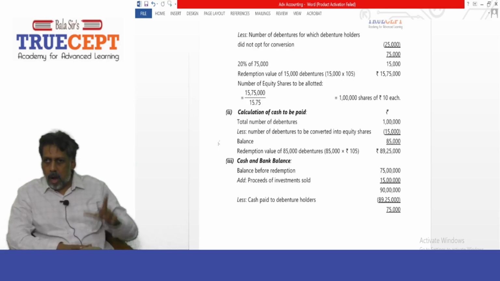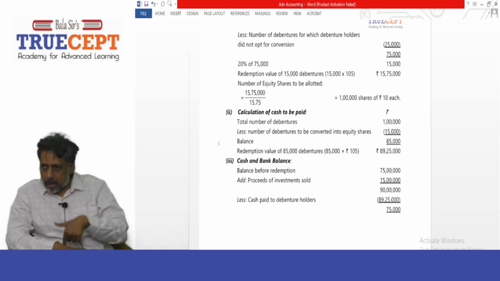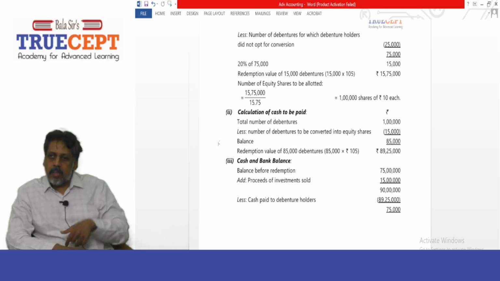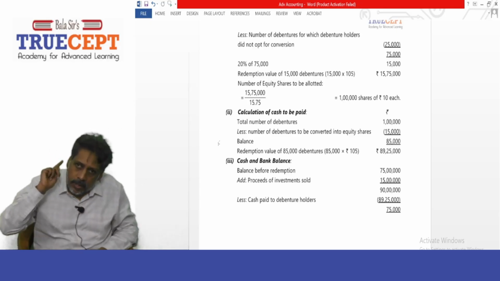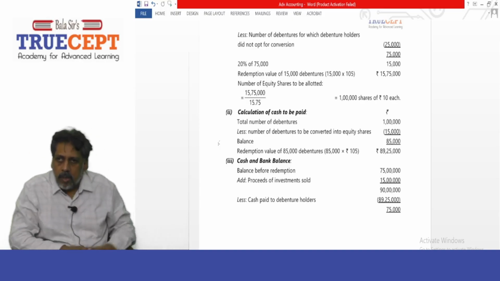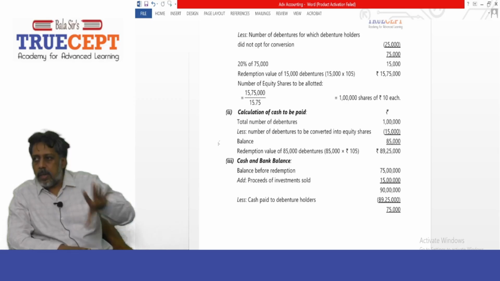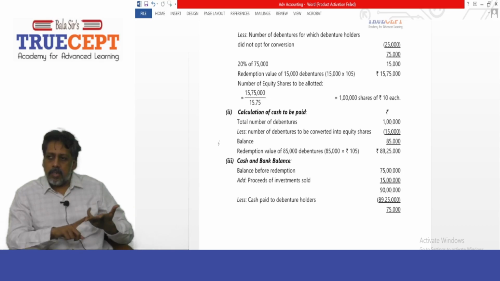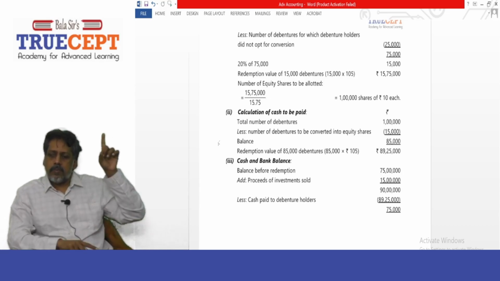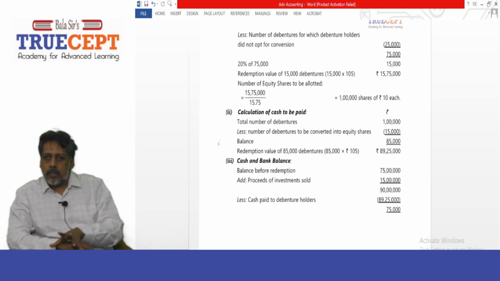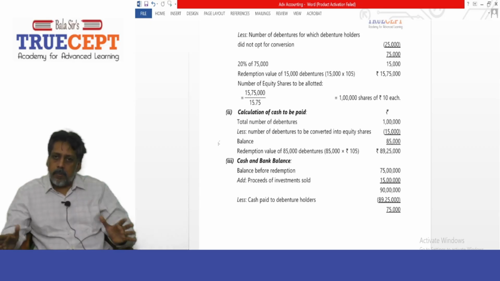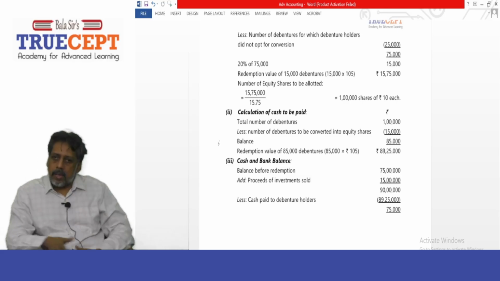cash. Now, how do you get 85,000? Nothing but from 1 lakh, the total debentures, please minus the debentures that have been converted in the previous working note, leaving a balance of 85,000 debentures. Is that fine? So 85,000 debentures into rupees 105 is 89 lakh and 25,000 payment in cash. And then we have one more working to find the cash balance, the cash at bank after redemption of debentures.